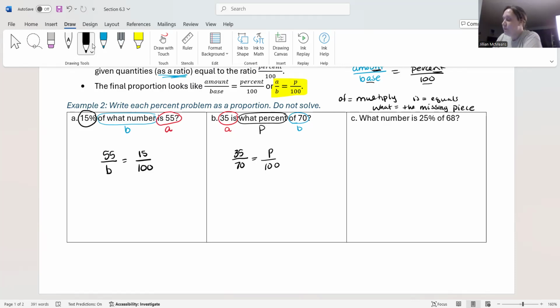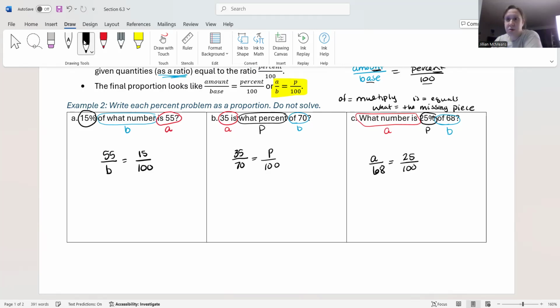And then finally, we have what number is 25% of 68? That one's easy. Essentially we're taking 25% of the value 68. So we're applying our percent to the base, which is 68. The unknown value, the piece that's missing, is the result, which would be the amount. So we take the amount and put it over the base, which in this case is 68, and that's going to equal the percent over 100.